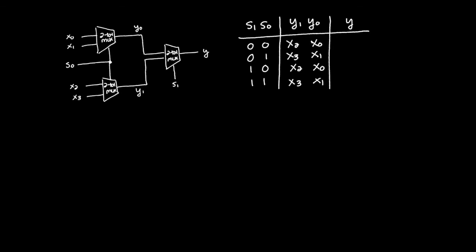Okay, now let me look at S1. So far I've only considered S0, but now I'm going to look at S1, which controls this MUX over here. And I know that when S1 is 0, then the output of the MUX, Y, will be equal to Y0. So let me draw that. So when S1 is 0, Y will be equal to Y0. And when S1 is equal to 1, Y will be equal to Y1.